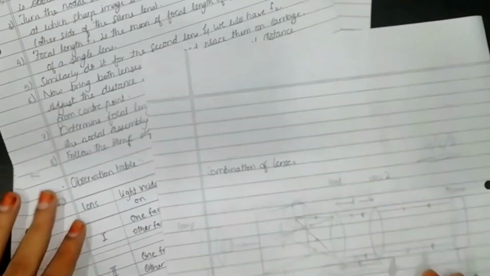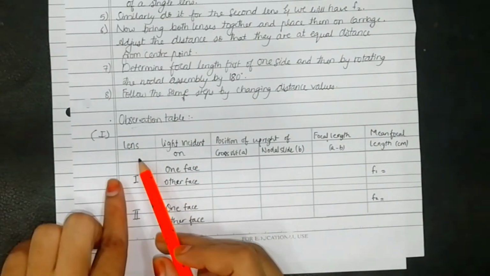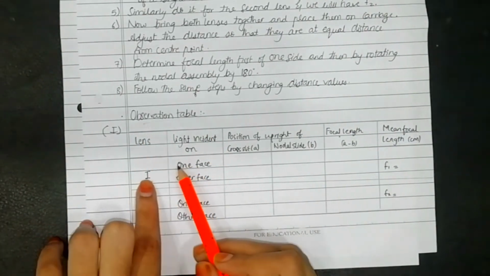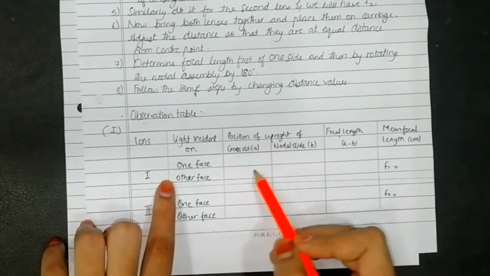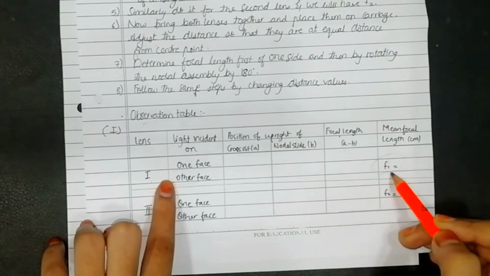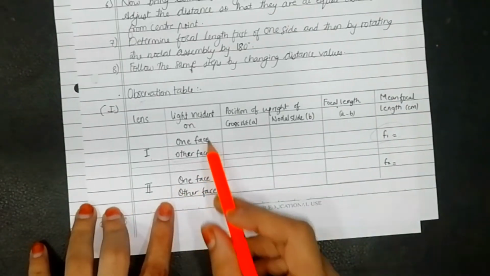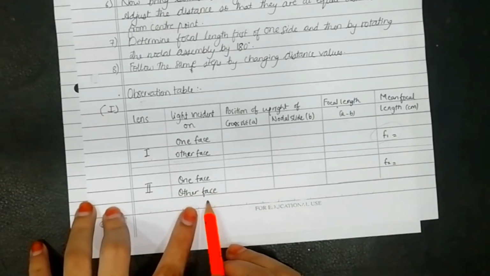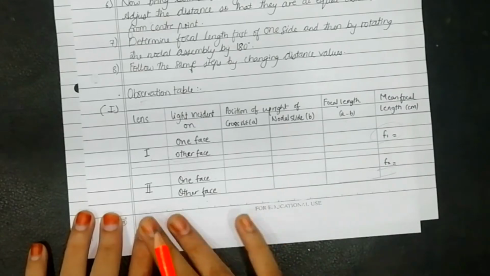So coming to the observation table, this is the observation table for the first part of the experiment, wherein we had the first lens, we incident light on one face and then on the other face, and then measured the values and we got the focal length f1. Similarly we did it for lens 2. Light was incident on one face, then on the other face, the positions were noted down and the focal length was calculated. This was for the first part of the experiment.